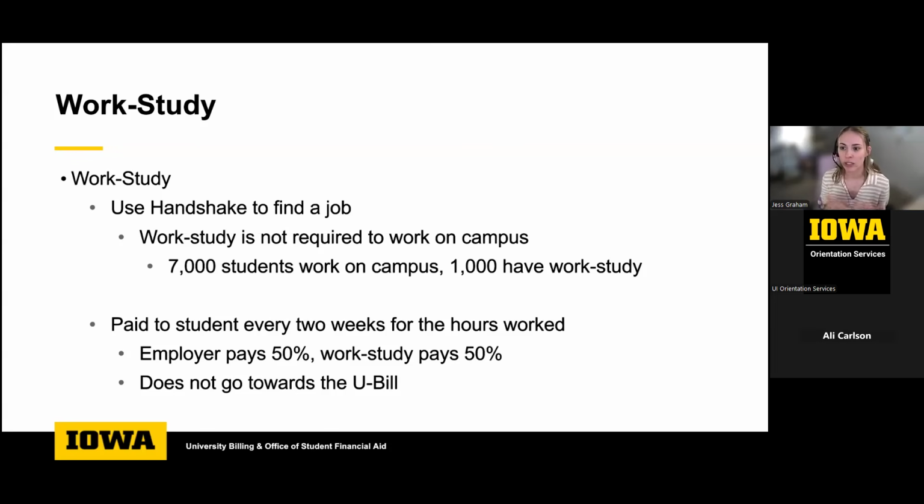So if your student is eligible for work study, they're basically going to find a part-time job on their own and they're going to be paid biweekly for the hours that they worked. So what they do with the funds that they earn is entirely up to them. They can save it for the next semester. They can use it for their personal expenses. They can use it for books and supplies, whatever the case may be.